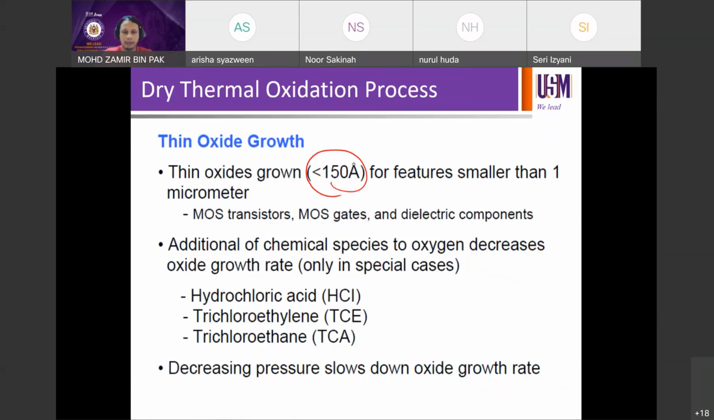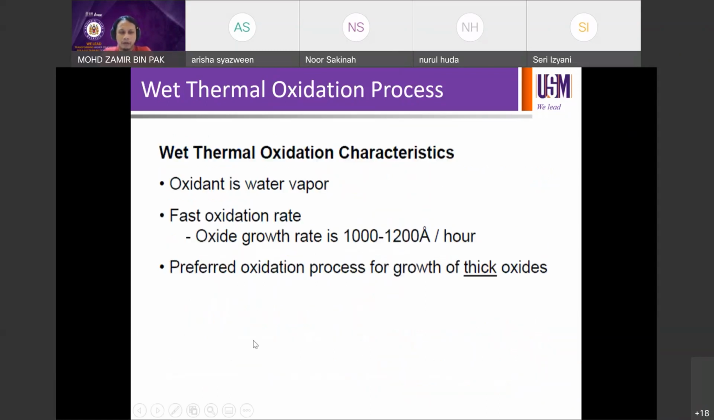You can include additional species to the growth like HCl, TCE, TCA. They will help to decrease the pressure, which will slow down the growth rate. We're going to see later on the relationship between pressure and growth rate in this topic.